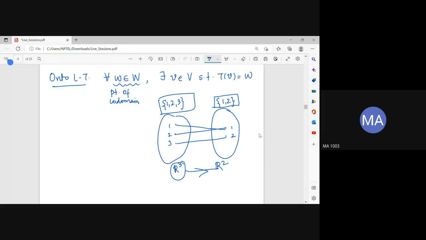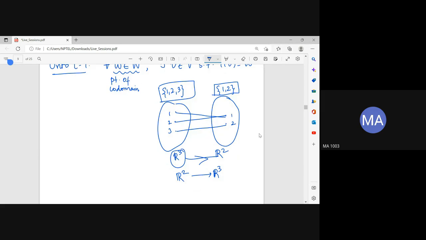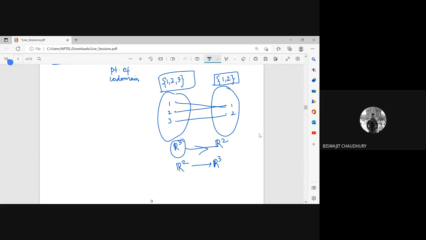But what about the other way around, R2 to R3? Can this be 1-to-1? It can be, since I'm not forcing any element onto this space. But can it be onto? No, because there are too many elements here. How will I find pre-images for everything in R2 in a smaller set, right?